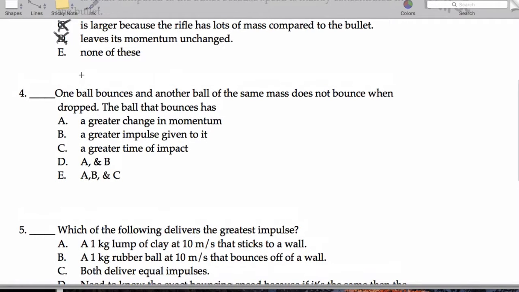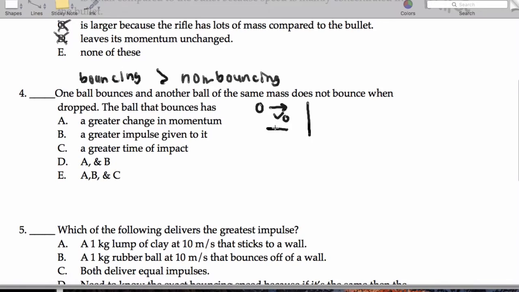All right. Now for 4 and 5, I'm just going to tell you something right now. All things being equal, bouncing almost always has greater momentum change than non-bouncing. But what we're going to do here is a little bit of algebra to prove that. So one ball bounces and another ball of the same mass does not bounce when dropped. Dropped or thrown, I'm going to do a horizontal picture here just to make it clear. So let's send in the ball this way with a speed v0, and let's bounce it back with a speed v. Let's make this negative v since it's backwards, and this is mass m.